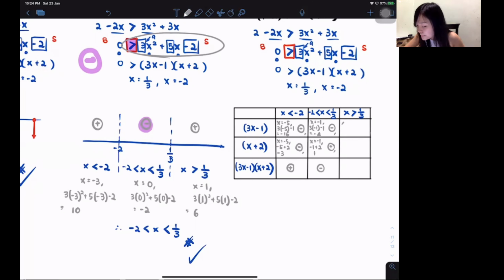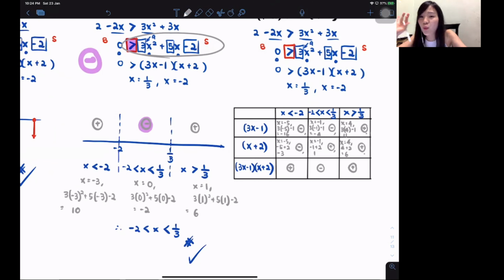Bigger than 1 over 3. Just now I substituted 1, right? Now I substitute 5. Okay, don't want 5, let's use a different pattern. Substitute 4. Can? So 4. If 3 times 4 minus 1, I substitute inside this one. I hope all of you understand. 3 times 4 is 12, 12 minus 1 is 11. Positive. Again, I substitute 4 inside this equation. So 4 plus 2, I get 6. Positive again. Positive, positive, positive. Done.